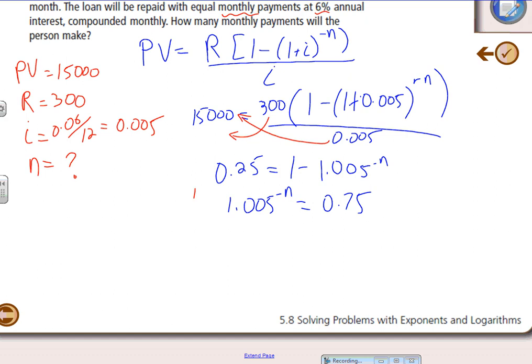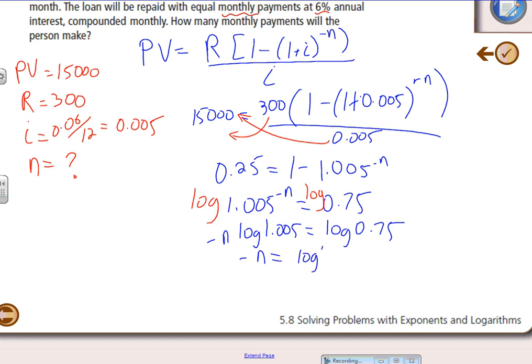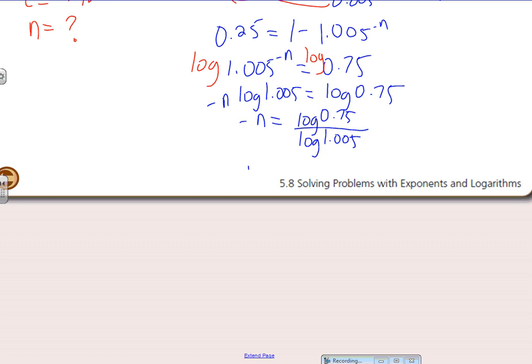We've got an exponent. We're solving an exponential equation. Let's log both sides. Bring down the exponent: negative n log 1.005 equals log 0.75. Let's divide over the log 1.005. Let's bring that negative over there too, because I want to know what n is. So n is equal to the negative log 0.75 over log 1.005. That's the exact form.